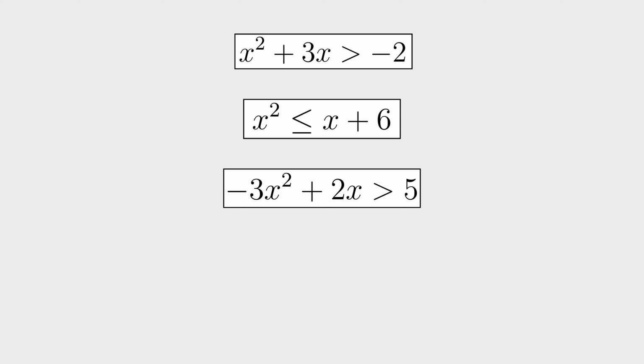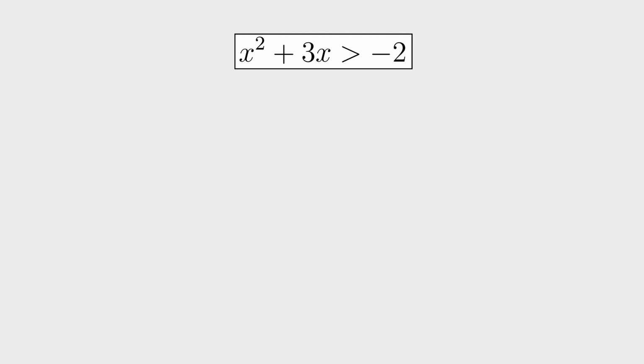The first example, x squared plus 3x is more than negative 2. First step is to always write it in standard form. Add 2 to both sides and the sign doesn't change. Then you have it in standard form: x squared plus 3x plus 2 is more than 0.